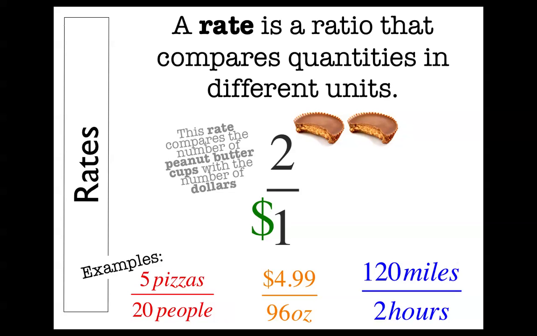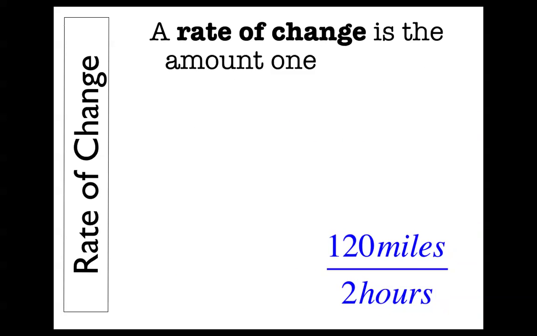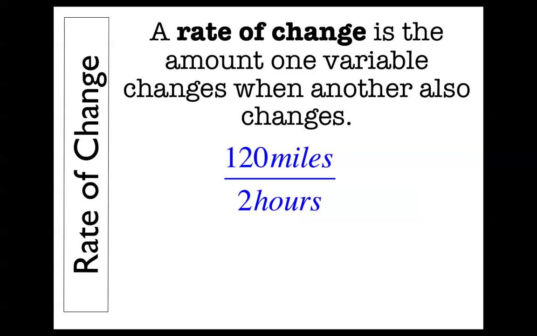Maybe you travel 120 miles in 2 hours, and since you're comparing miles and hours, which are two different things, that is considered a rate. So a rate just compares two different kinds of things. Now, a rate of change is the amount that one variable changes when another also changes.